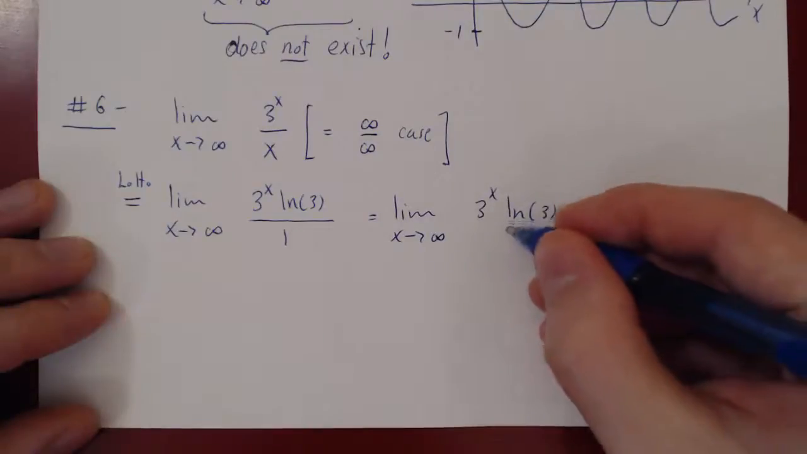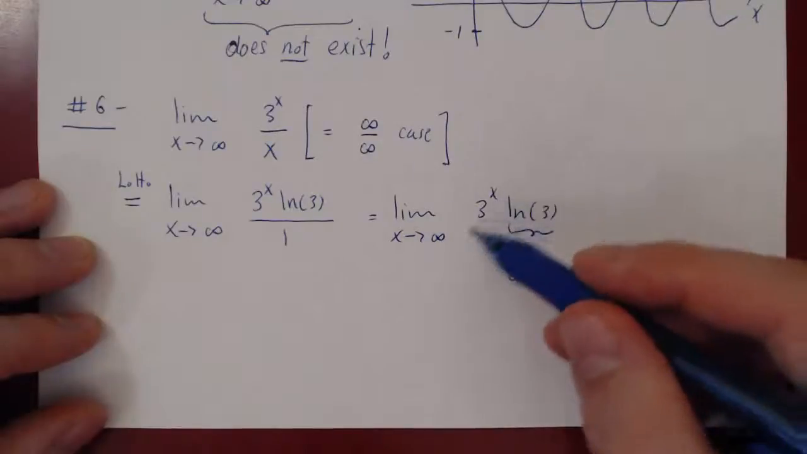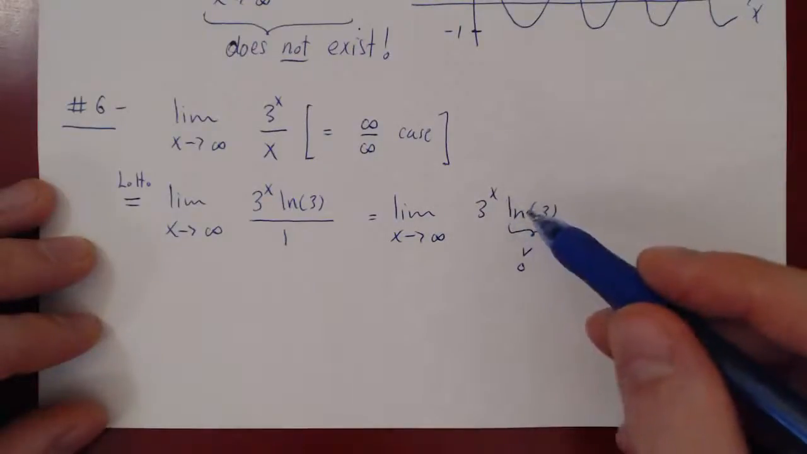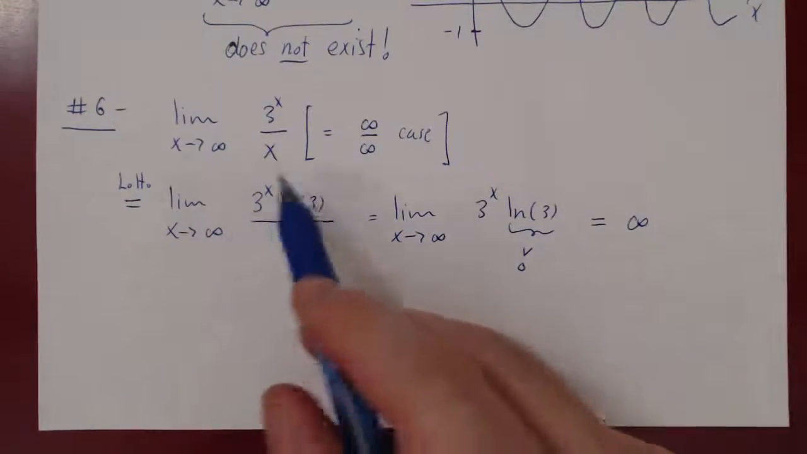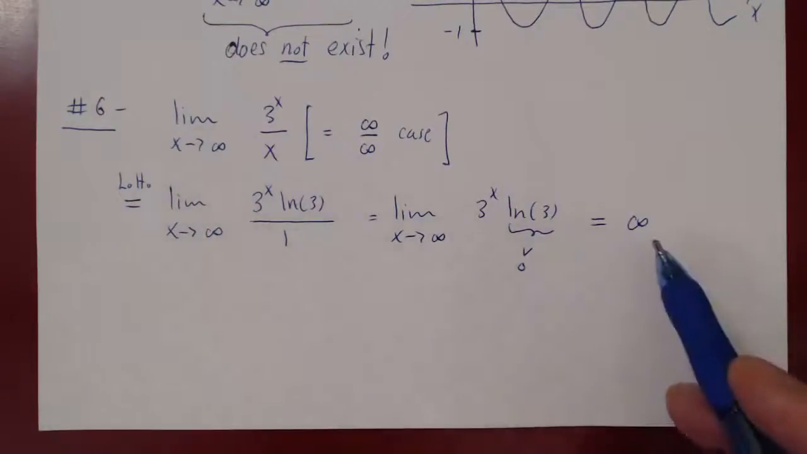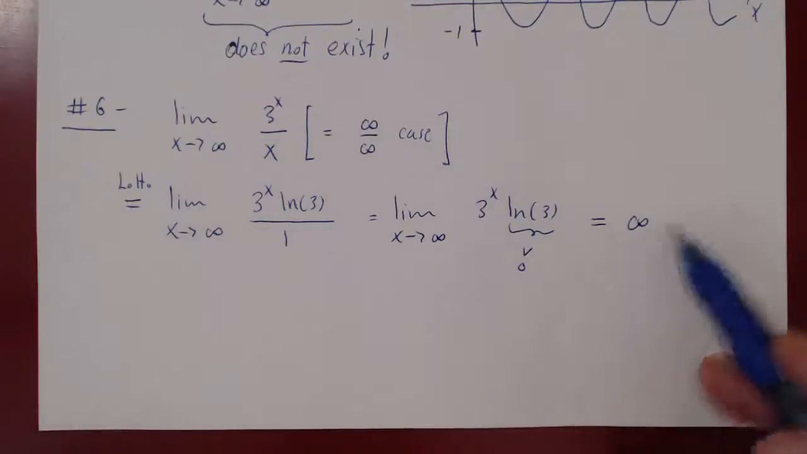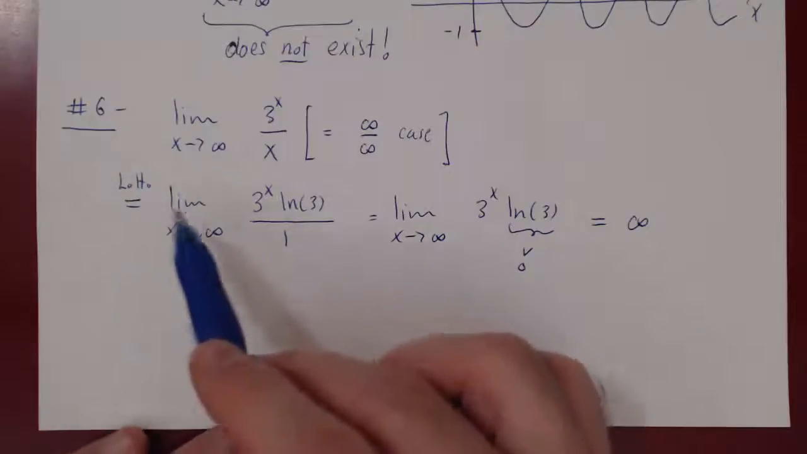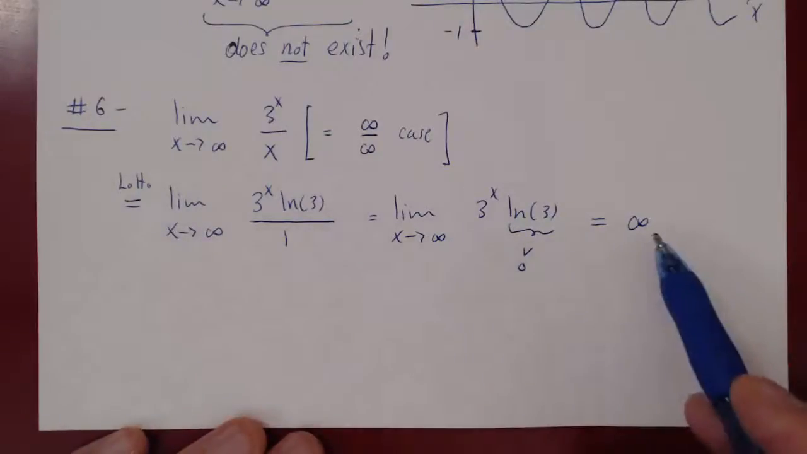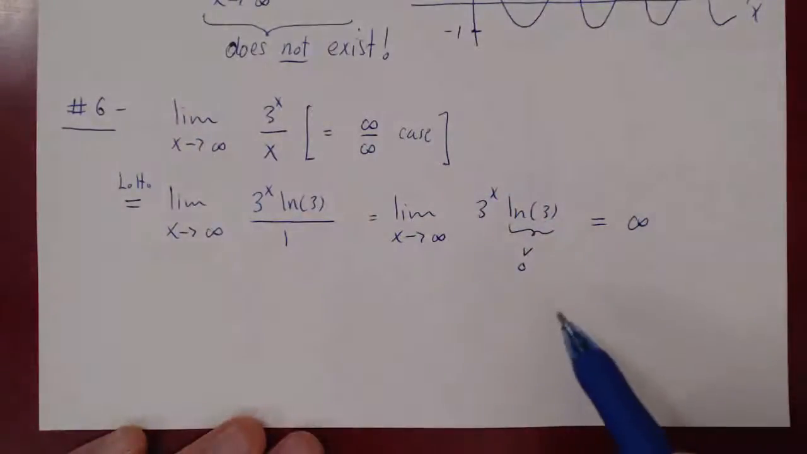Ln of 3 is a positive number, it's a constant, it's positive. And as x goes to infinity, 3 to the x goes to infinity, so a positive number times something which goes to infinity goes to infinity. So you see here, the new limit does not exist, but in a very specific way. It does not exist in the sense that it goes to infinity. So here L'Hopital's rule does work out. The new limit does not exist, but is infinite. Therefore, the original limit is also infinite.